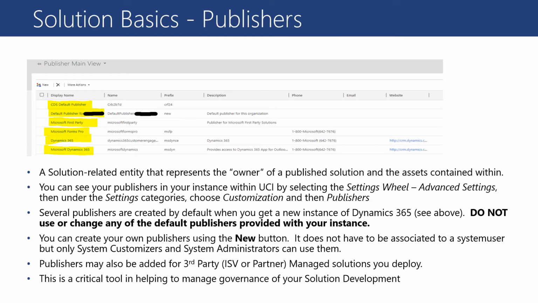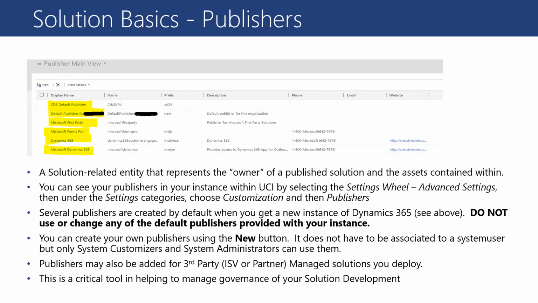When we talk about publishers for a solution, what we mean is that publishers are a solution-related entity that represents the owner of a solution and the assets contained within. Publishers are located in your instance under UCI by selecting the Settings wheel, Advanced Settings, and then under the Settings categories, choose Customization and then Publishers.